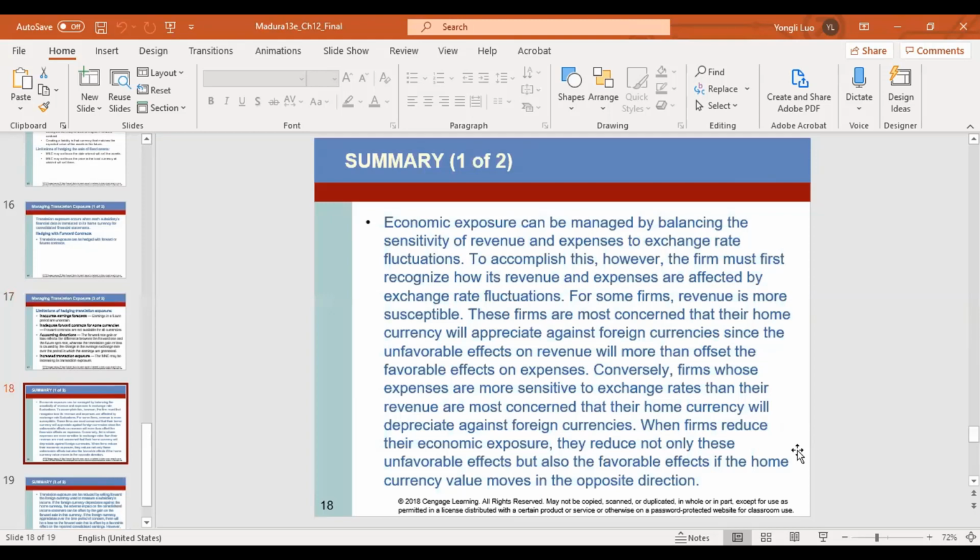Conversely, firms whose expenses are more sensitive to exchange rates than their revenue are most concerned that their home currency will depreciate against the foreign currency. When firms reduce their economic exposure, they reduce not only the unfavorable effects, but also the favorable effect if the home currency value moves in the opposite direction.